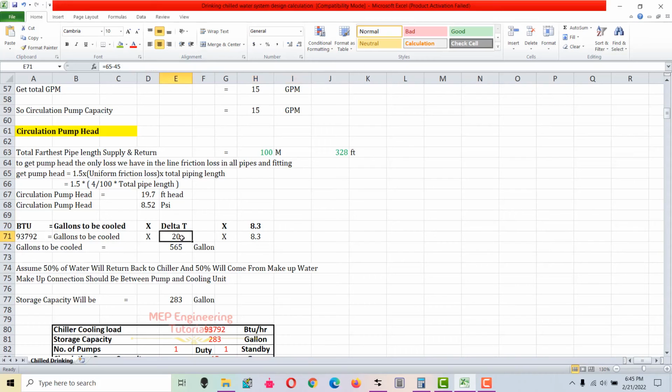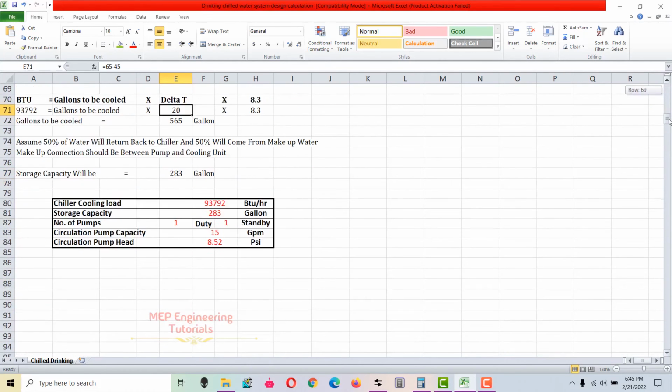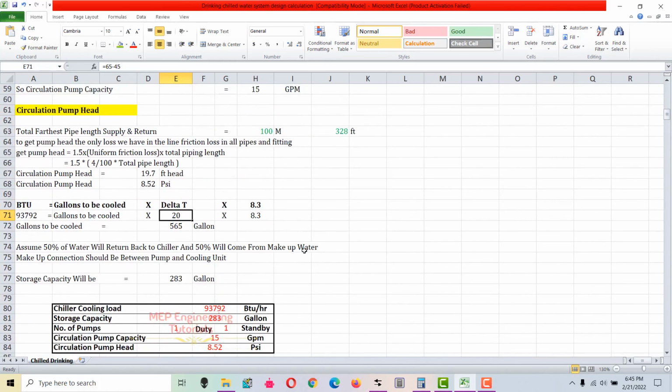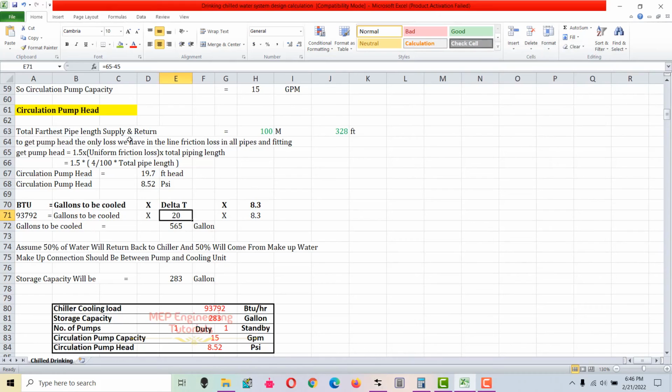Now delta T, as I told you, the water inlet temperature is 75 degrees Fahrenheit here, and the supply temperature of the chilled drinking water system which we selected here is 45 degrees Fahrenheit. So 75 minus 45 equals 30. So we have to write 30 in here.